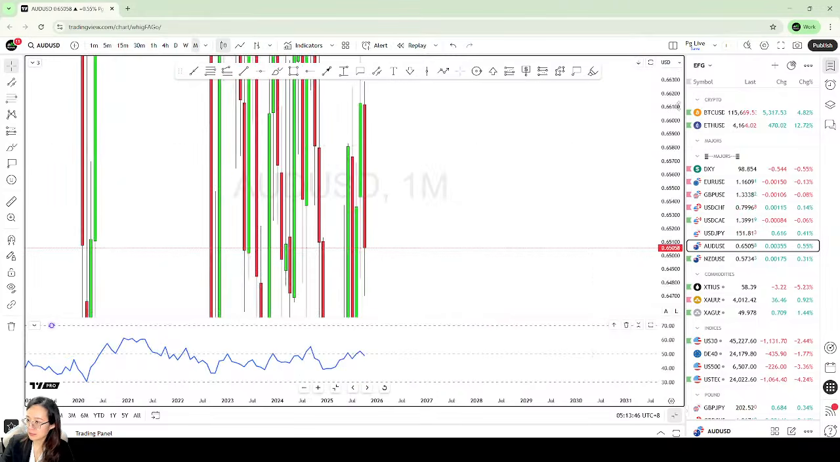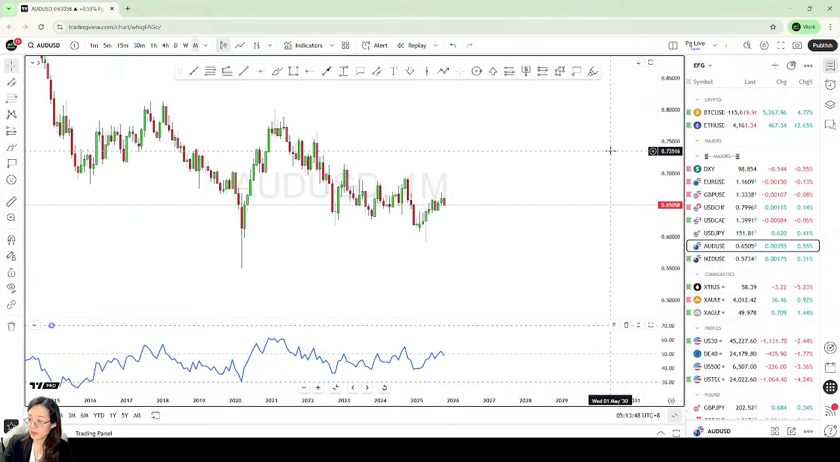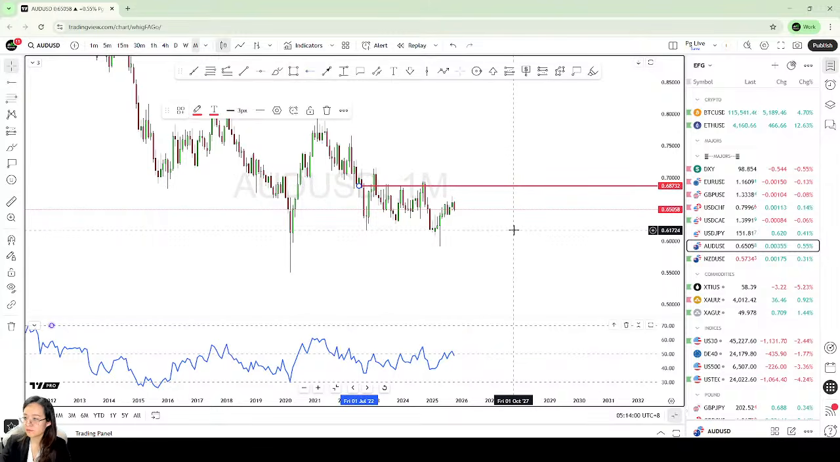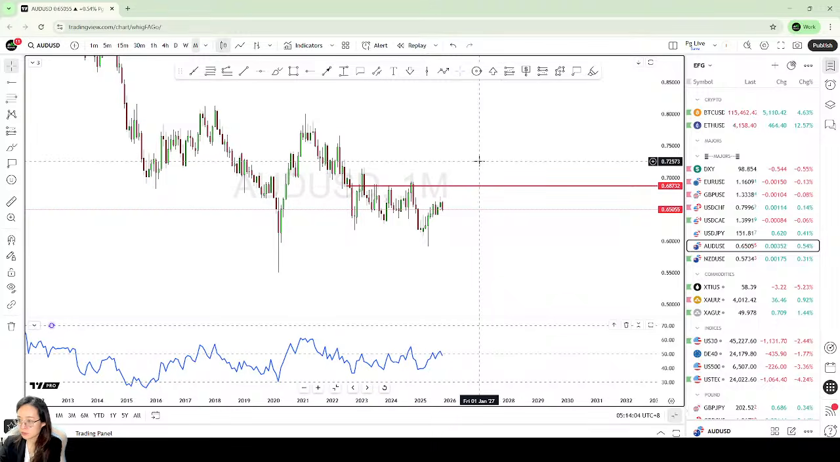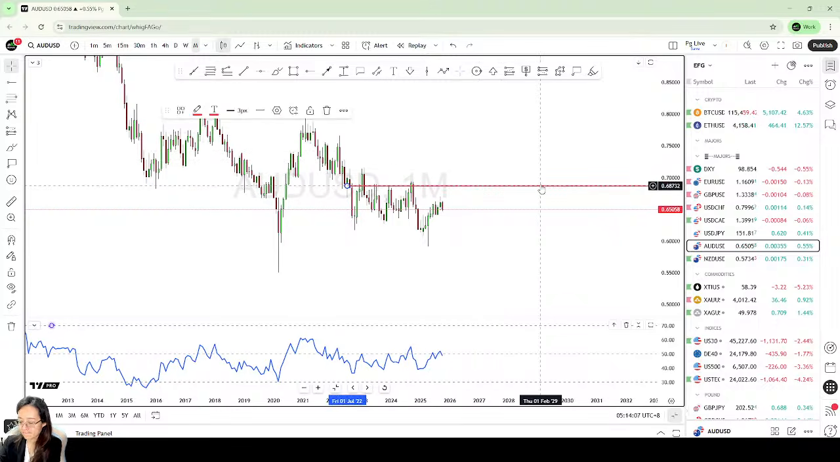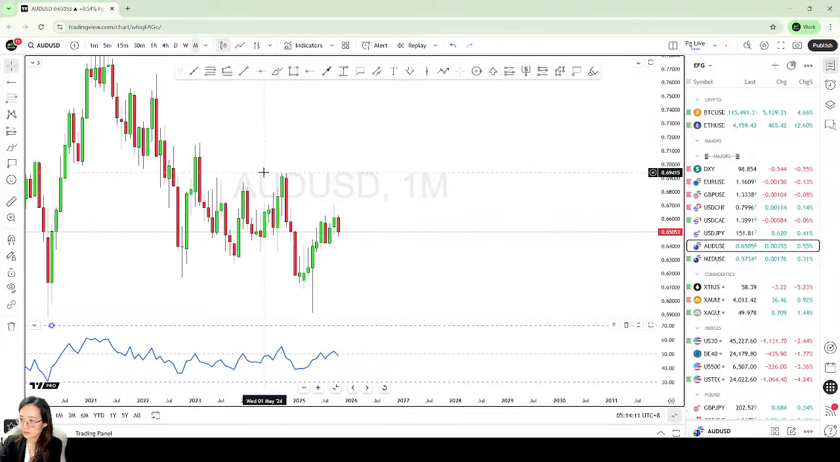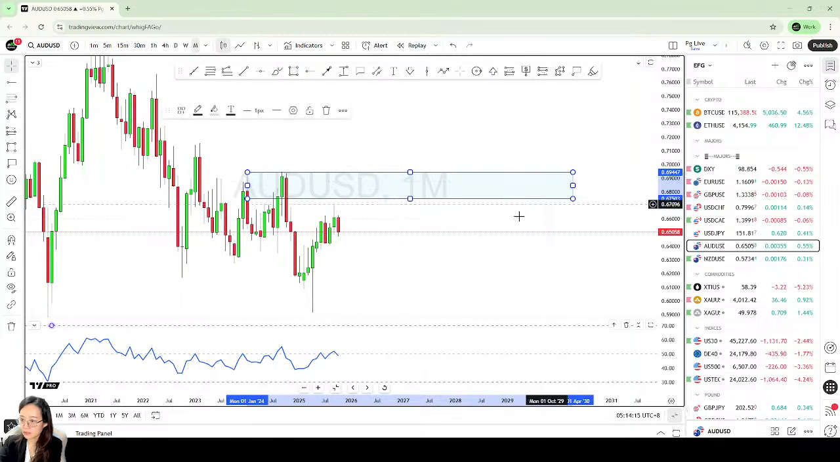Look at the monthly time frame. Okay, you're gonna look here. I would say it's still a bearish move, right? Price will make higher high, higher low. Whenever price can break above this resistance level, then I would say it's gonna be the bullish move. We're gonna do top down analysis. You can see this is the OB.